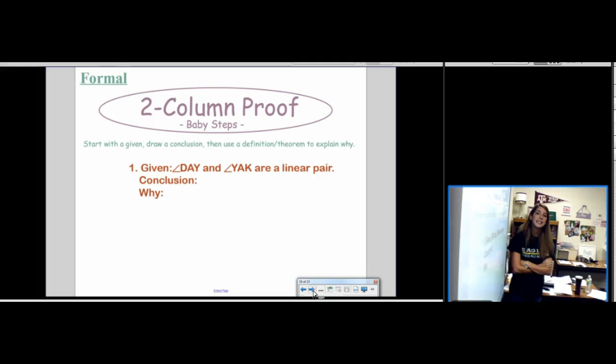Given angle day and angle yak are a linear pair. So that's what we know. We know that they are a linear pair. What can we conclude? Where can we go from there if we know two angles are a linear pair? What else do we know about it? They add up to equal 180. Look at your list. Where is that on there? Look at number 23. See number 23?